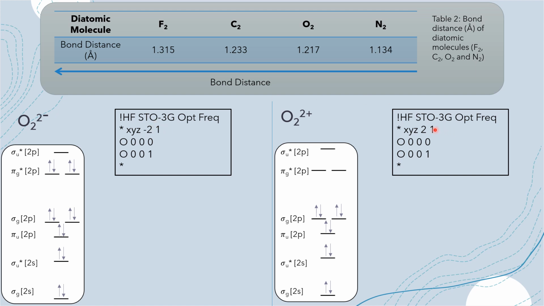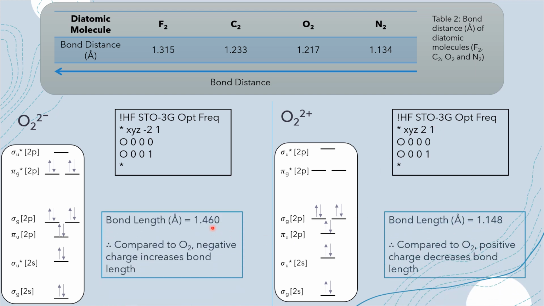From this, the bond length of dioxygen 2- and 2+ was calculated to be 1.46 and 1.15 respectively. Compared to neutral dioxygen, the bond length increases with a negative charge, but decreases with a positive charge. As you can see here with the O2 2-, the neutral dioxygen is 1.217, but this one has a bond length of 1.46, showing it increasing. On the other hand, this one is 1.145, showing it decreasing from this value.